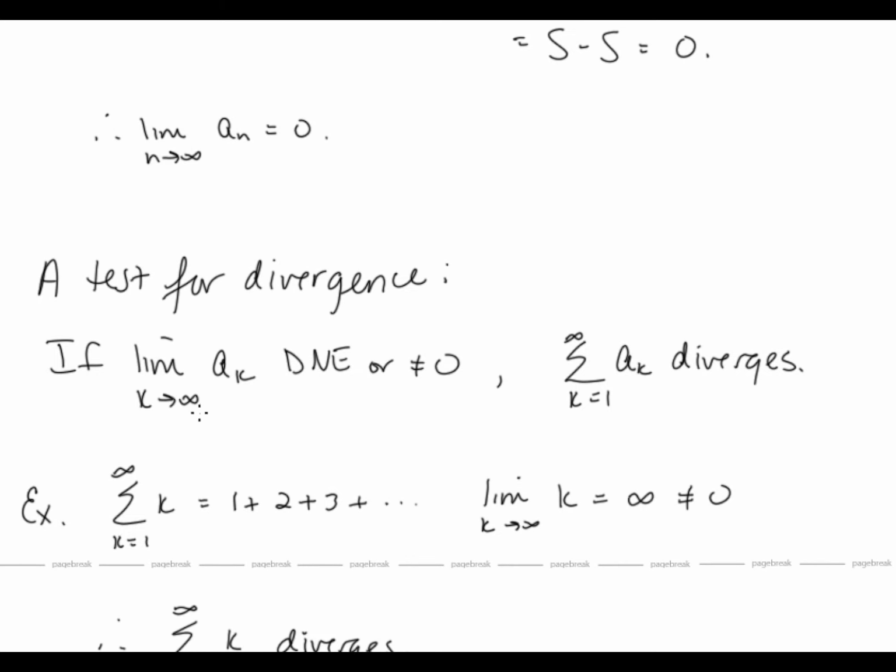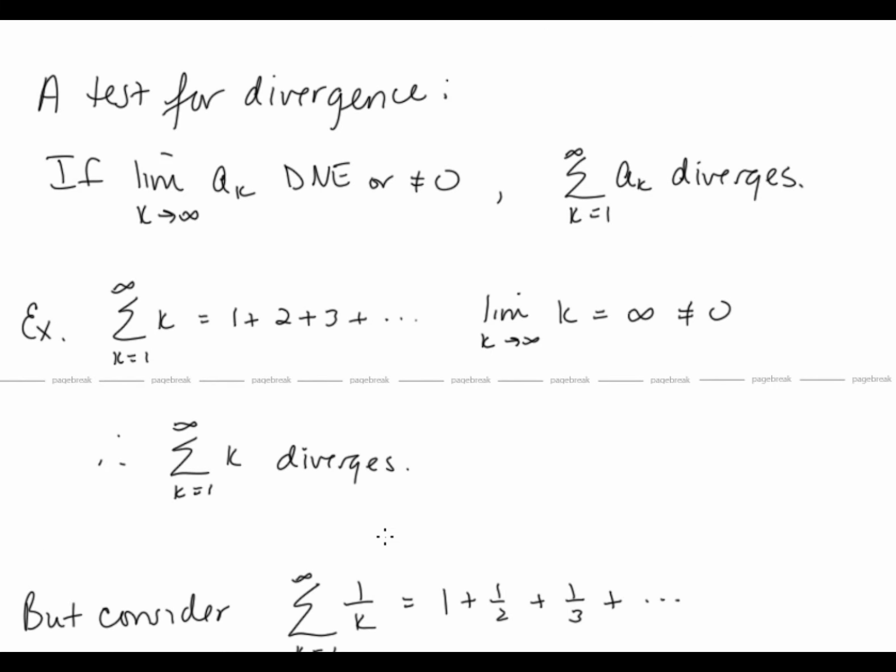If the limit as k goes to infinity of a sub k does not exist or does not equal 0, then the series diverges. We just saw that if the series converges, the terms must go to 0. So if the terms are not going to 0, it can't converge. So this is a test for divergence. For example, if we have the summation k goes from 1 to infinity of just k, that's 1 plus 2 plus 3 plus 4, etc. The limit of those terms is infinity, which is not 0, and certainly this does not sum to something finite. So that series diverges.